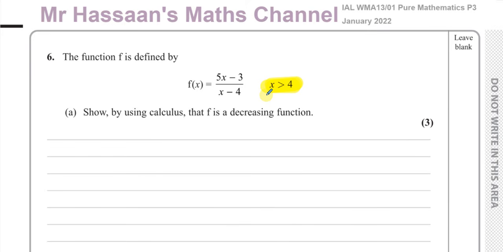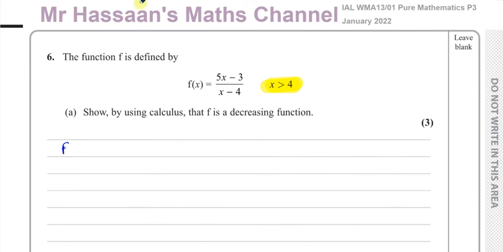So it says, show by using calculus that f is a decreasing function. That means for all the values that this function is defined for, which means when x is greater than 4, we have to show that it will always be a function that is falling, never rising, falling the whole time. For those values of x for which this is defined, it will always have a negative gradient.